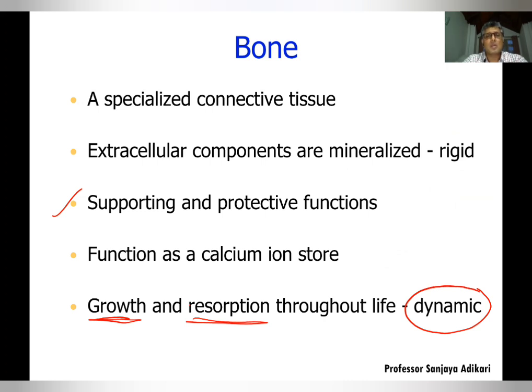Now, if a bone is not used for a long time, especially the bones of the lower limb, if you are bedridden and you don't bear weight on the limbs, then they get more and more resorbed. So bone becomes thin and the calcium is taken out from the bone. On the other hand, if you bear weight on the bones, then they grow. And there is always a balance between growth and resorption. That's why it can act as a good calcium ion store.